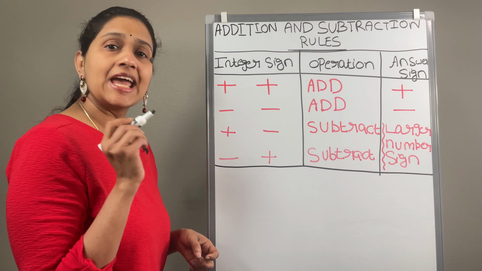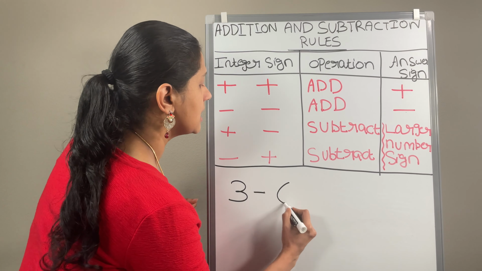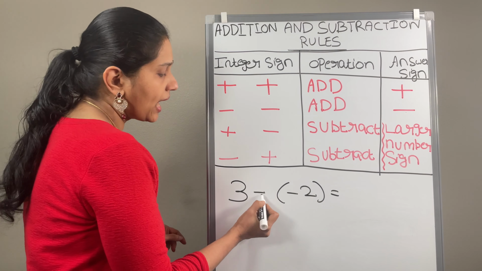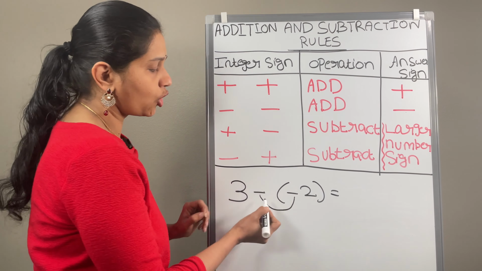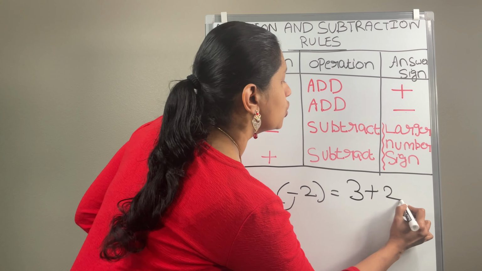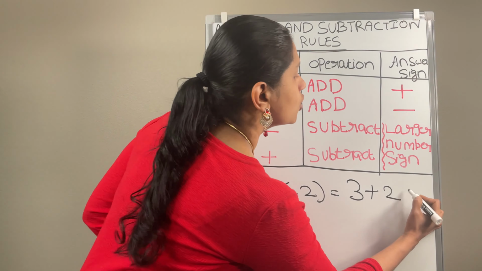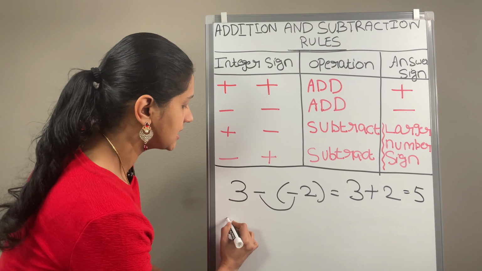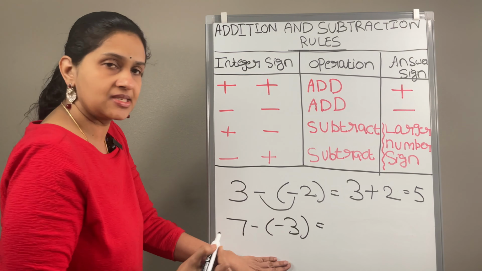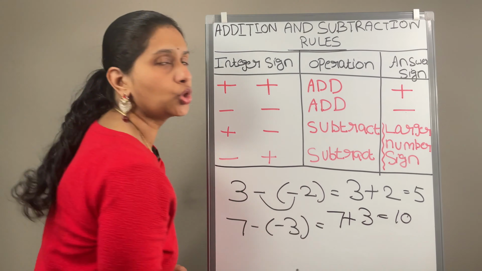We have certain exceptions to these cases. Suppose you are given 3 minus minus 2. Now how should you do this? When you have two negative signs nearby, this will become positive. The meaning of this is 3 plus 2, which is equal to 5. Now another example, 7 minus minus 3. The meaning of this is 7 plus 3, which is equal to 10.